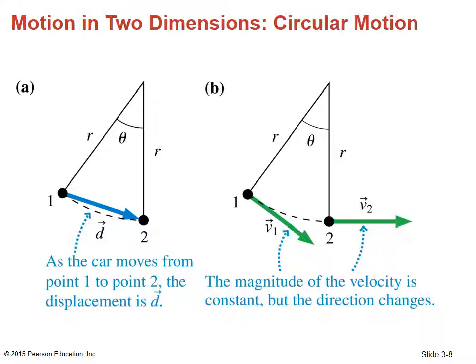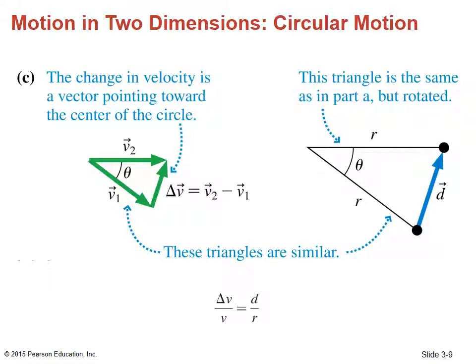We've chosen a relatively large angle theta for our drawing so that the angular relationships can be clearly seen. But for a small angle, the displacement is essentially identical to the actual distance traveled, and we'll make this approximation. Figure B shows how the velocity changes as the car moves. Figure C shows the vector calculation of the change in velocity.